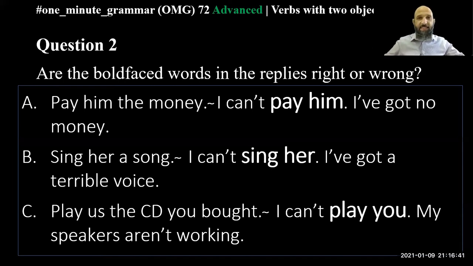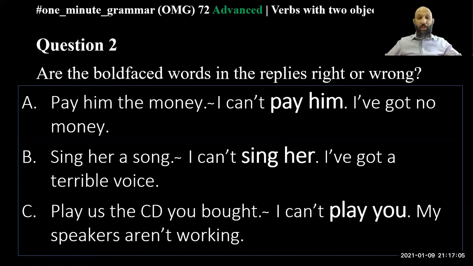You can't say sing her. You have to say what? Sing to her. So again, sing her a song, sing to her. Because you dropped the direct object, you cannot use an indirect object without using the preposition to.